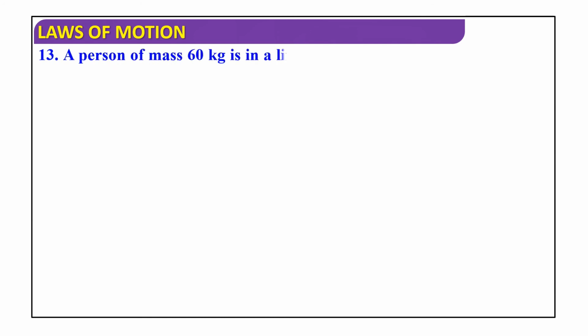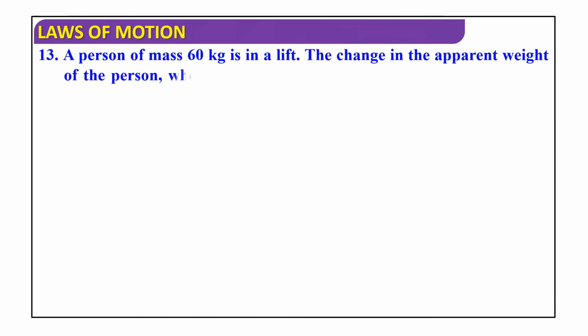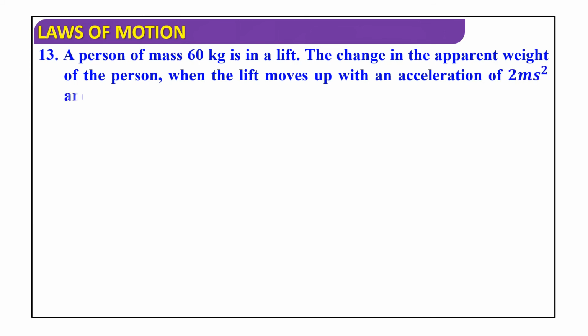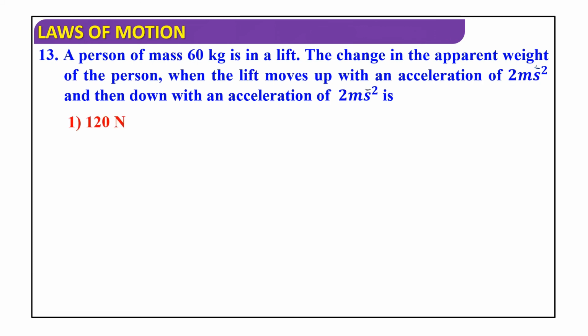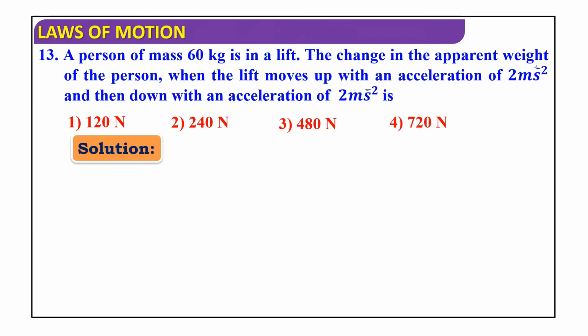Next, a person of mass 60 kilogram is in a lift. The change in the apparent weight of the person when the lift moves up with an acceleration of 2 meters per second square and then down with an acceleration of 2 meters per second square is, here we have to calculate the change in the apparent weight of the person. So now let us go to the solution.